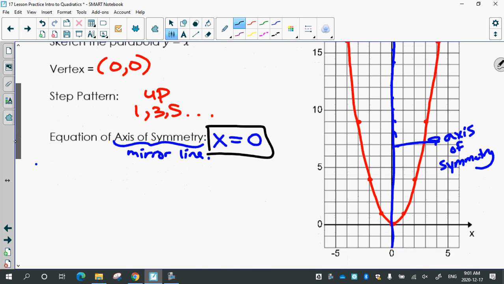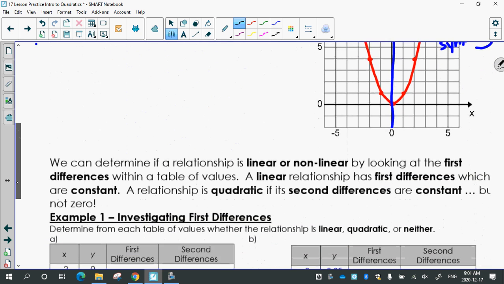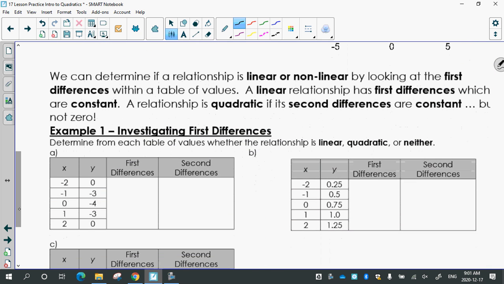Everybody good there? A little recap. We can determine if a relationship is linear or nonlinear by looking at the first differences within a table of values. A linear relationship has first differences which are constant. A relationship is quadratic if its second differences are constant, but not 0, because obviously if a linear relationship's first differences were all the same, the second would be 0, but you already decided linear.